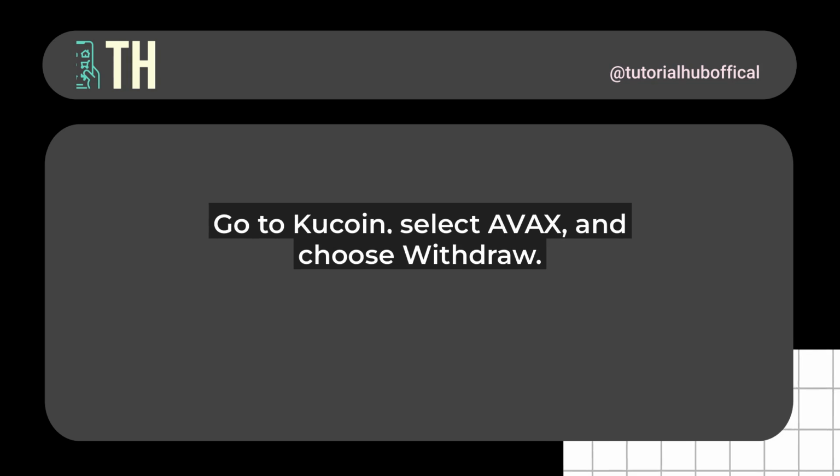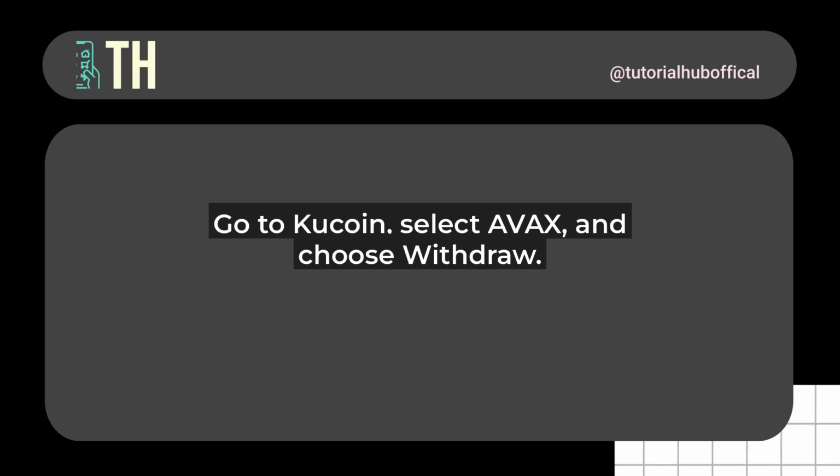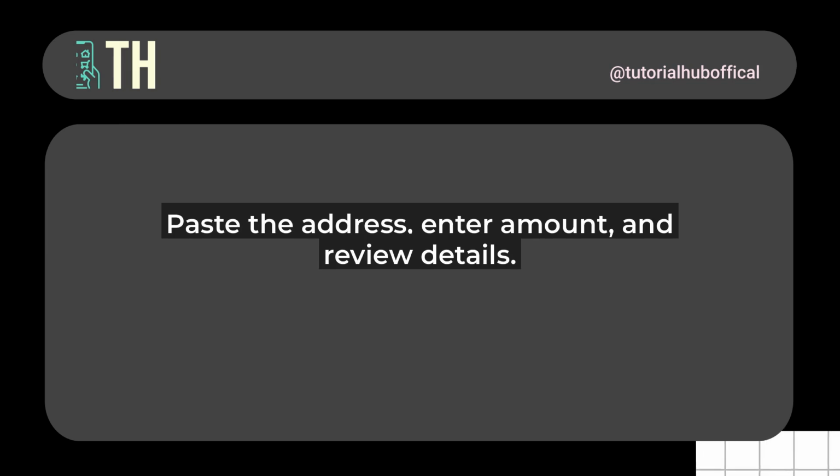Now, copy your AVAX wallet address by clicking on your account icon and selecting Copy Address. Head over to Kucoin, log in, go to your Assets page, find AVAX, and click on Withdraw. Paste the wallet address you just copied into the withdrawal form. Double check that it's correct to avoid any mistakes.